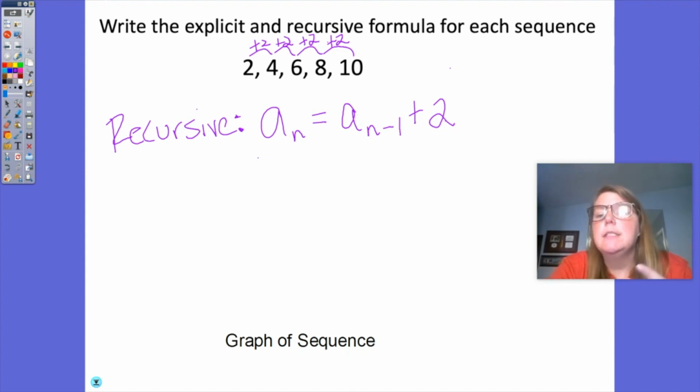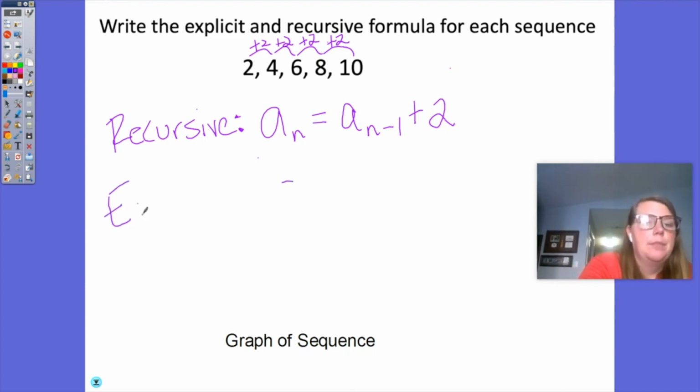Now, again, this isn't as useful as the explicit formula because we always have to base it on the previous term. So let's look at the explicit formula.